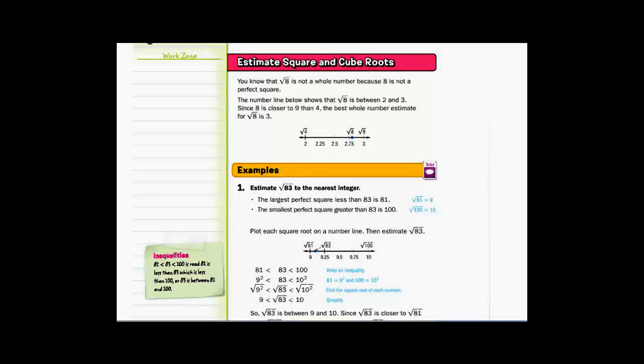Okay, lesson 9 of chapter 1, estimating square and cube roots. So we've talked about squares and cubes in a previous lesson, and we specifically talked about perfect squares and even perfect cubes. So let's review that just really quickly.